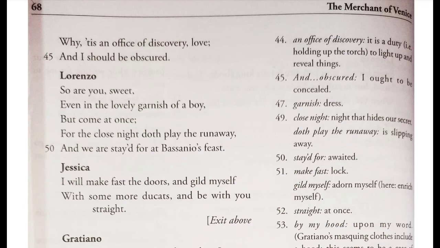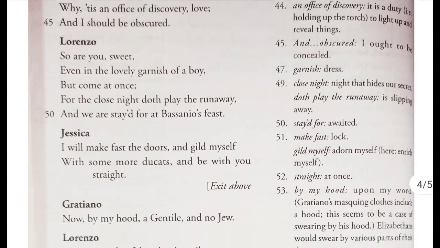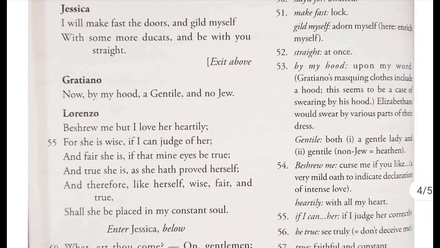So there is some time before Jessica comes and joins Lorenzo and Graciano and Salarino downstairs. Before that, these friends talk. Graciano says, now by my hood, a Gentile and no Jew. Now I can swear upon my word. So Graciano's masking clothes include a hood. This seems to be a case of swearing by his hood. Elizabethans would swear by various parts of their dress. So in those times it was a custom.